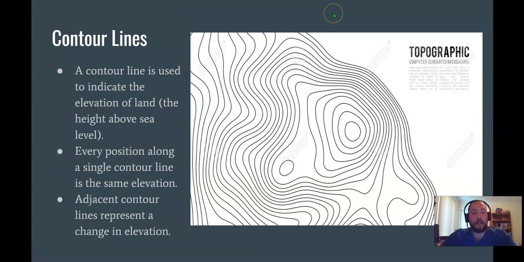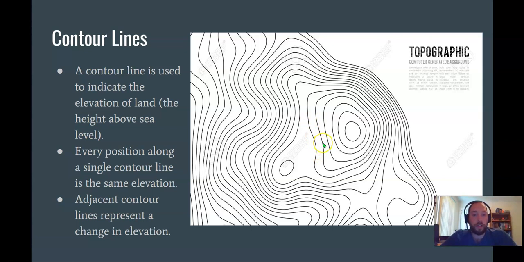Expanding on the idea of topographical maps here, let's talk about contour lines a little bit more. So a contour line is actually used to indicate the elevation of land, which is the height above sea level. Every position along a single contour line has the same elevation. So, as an example, if you're looking at this map, this circle here, along that line is all of the same elevation. Same for this one right here. If we follow this line the entire way around, it's all going to point out the same elevation along that line. An adjacent contour line represents a change in elevation.